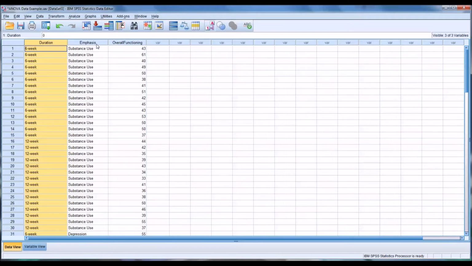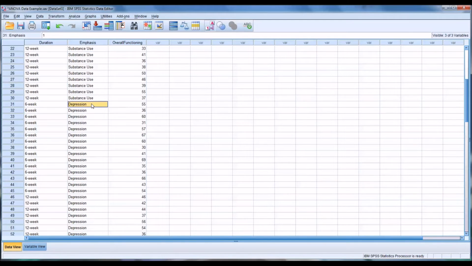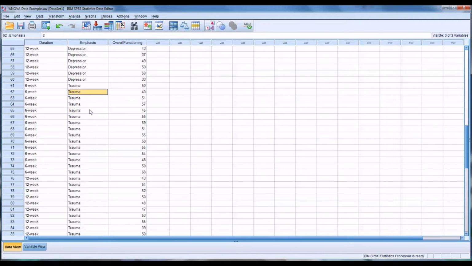So that's one factor. Then we have another factor. And this factor is the emphasis of the group. So remember, the overall functioning is the only dependent variable that we have, just one dependent variable. But the emphasis of the group is an independent variable because it's the focus of the particular group therapy. So there's three levels of this independent variable. There's substance use. So this would be a substance use focused group. Depression, that would be the primary topic of this group, and trauma. This would be a trauma-focused group.